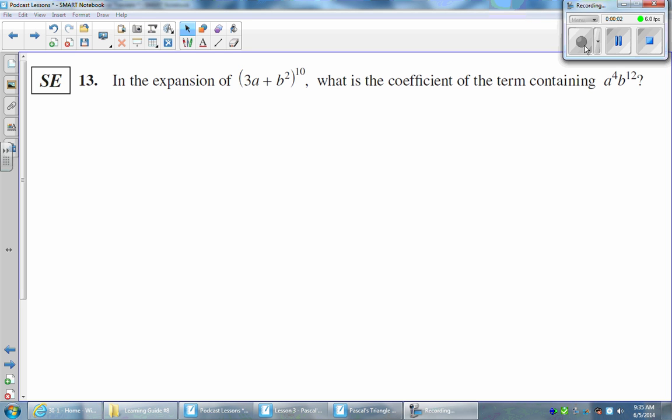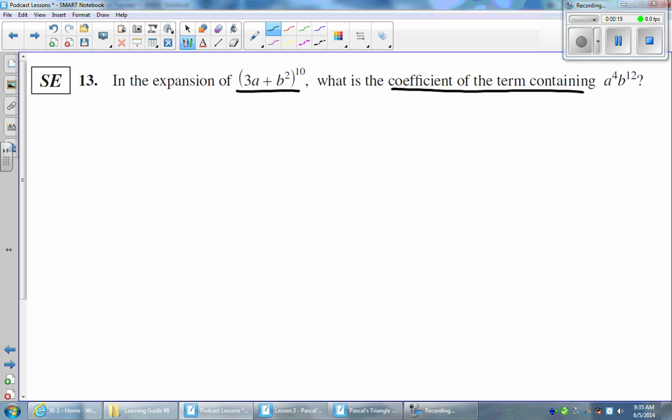All right, so here's another question where we have to use the general term formula to find a specific term in a binomial expansion. I took this question from an actual diploma exam. In this question, we want to find, in the expansion of (3a + b^2)^10, the coefficient of the term containing a^4 b^12. This is considered a standard of excellence question because of the level of difficulty.